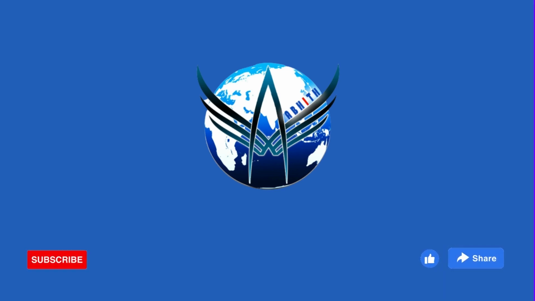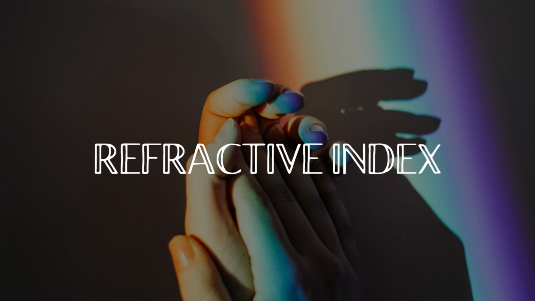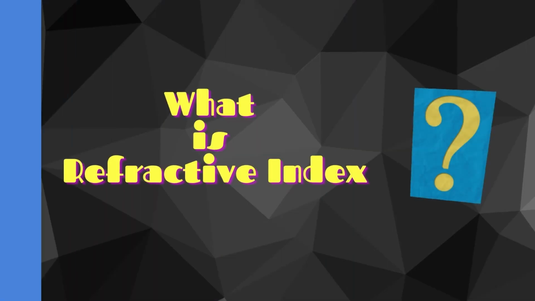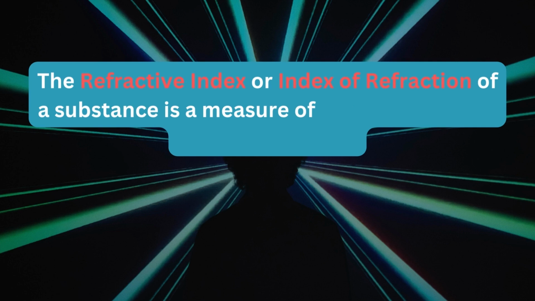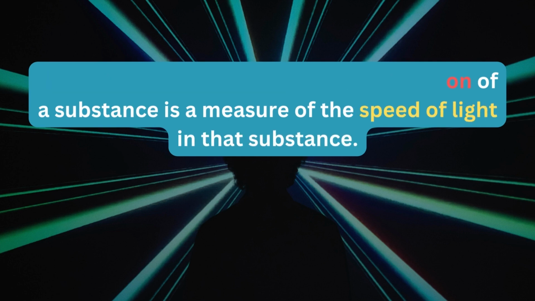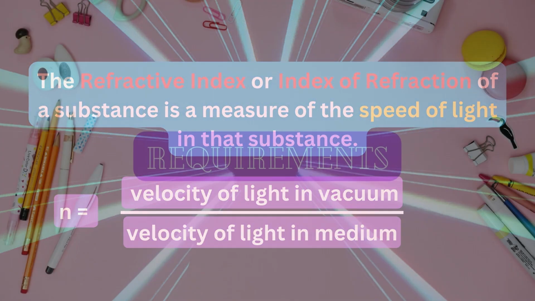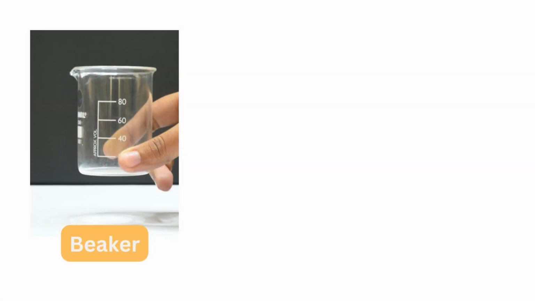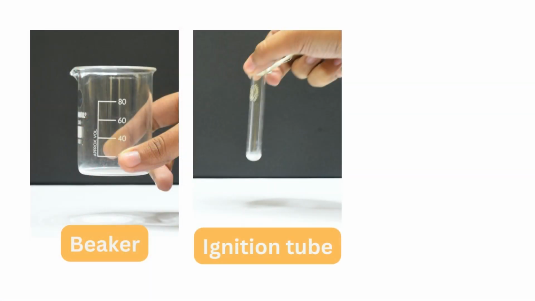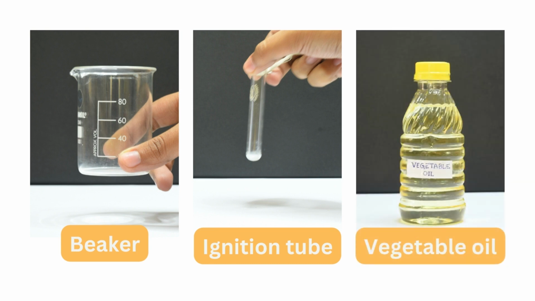In today's video, let us learn about the refractive index with the help of an interesting experiment. But first, do you know what refractive index is? Refractive index is a measure of bending of a light ray when passing from one medium to another. For the experiment, we will need beakers, an ignition tube, and vegetable oil.